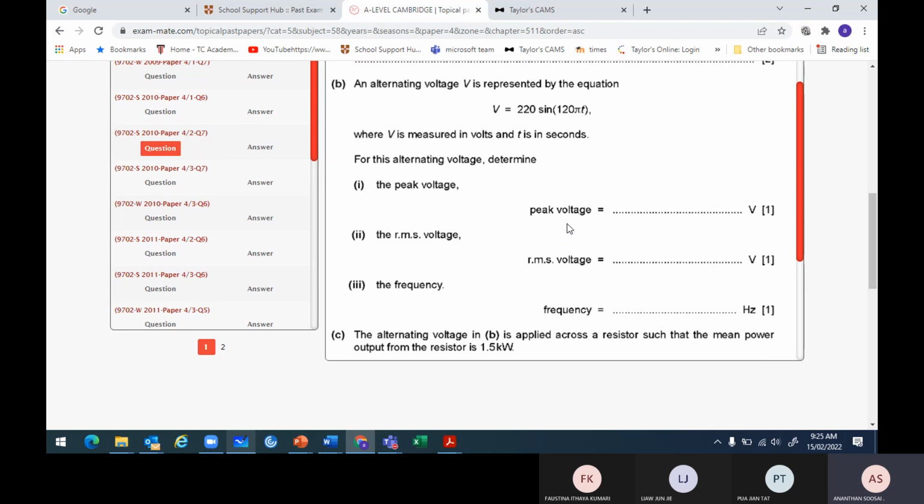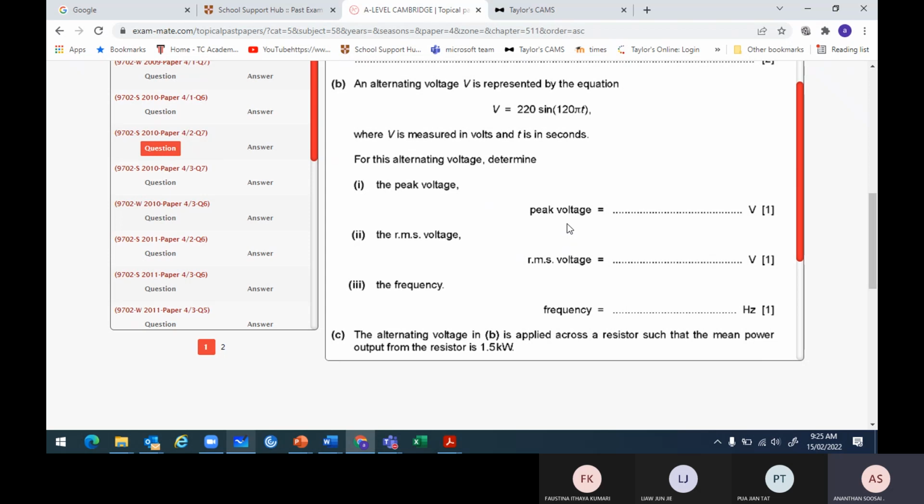So why don't you use the mean voltage? Why can't we use mean voltage here? Because which value is equivalent to the direct current value?